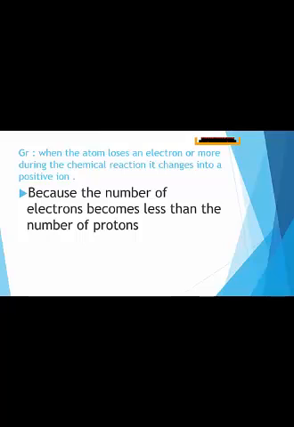There is a very important question. Give reason: when the atom loses an electron or more during the chemical reaction, it changes into a positive ion. Why does it carry a positive charge? The answer: because the number of electrons will become less than the number of protons. After the atom loses electrons, the number of protons will be more than the number of electrons, so it will carry a positive charge.